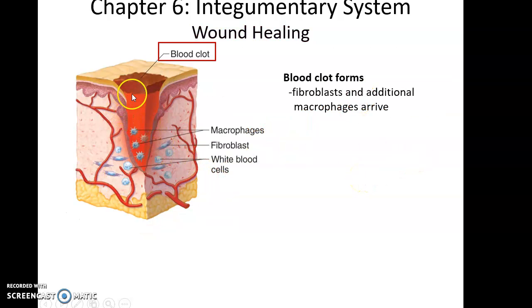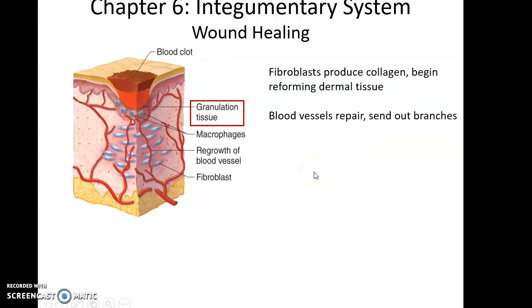Then over time, the blood will clot so that there's no more outflow of blood. And fibroblasts and other macrophages will arrive to clean up the injured site, get rid of any pathogens. Fibroblasts will start building new tissue, producing the collagen and the other extracellular material needed. And then blood vessels get repaired and will start growing back into the area. And the new tissue, before it's completely developed, is called granulation tissue, before it returns to complete epidermal and dermal tissue.